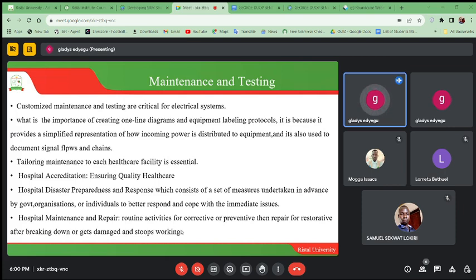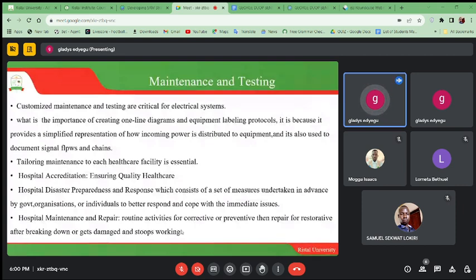And when we have done it in the right way, we have followed the authorities, then we are sure that we are going to provide quality health care because everything is done in a good way. Then hospital disaster preparedness and response is also very key, because that's the only way we can maintain our equipment and the flow of power because we are prepared.